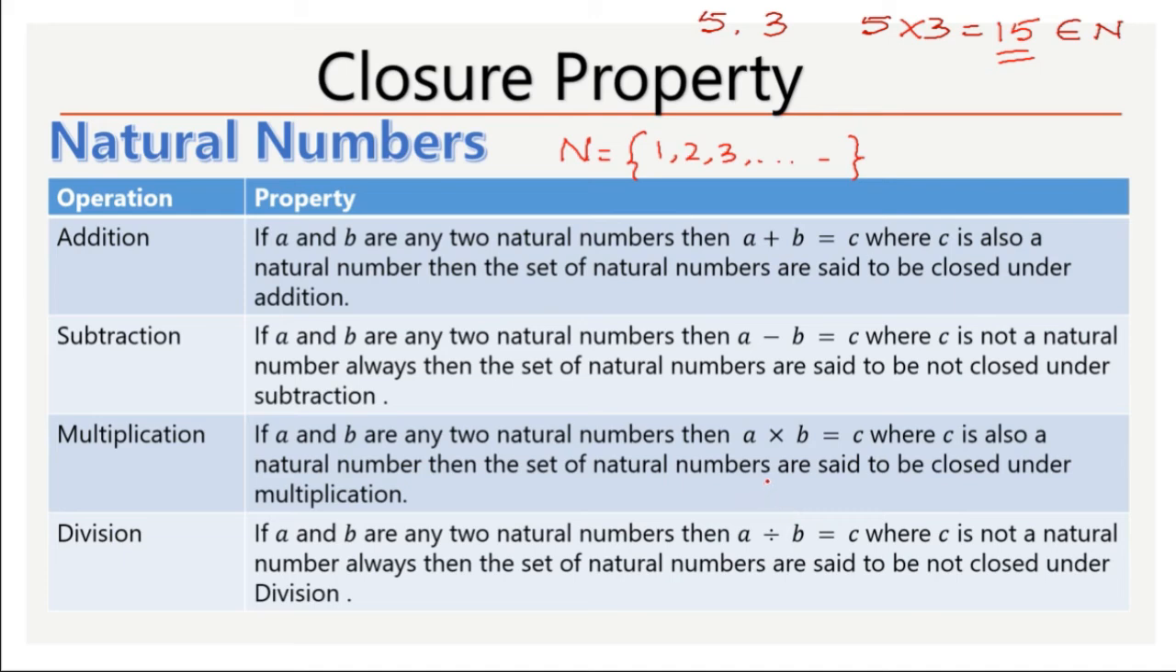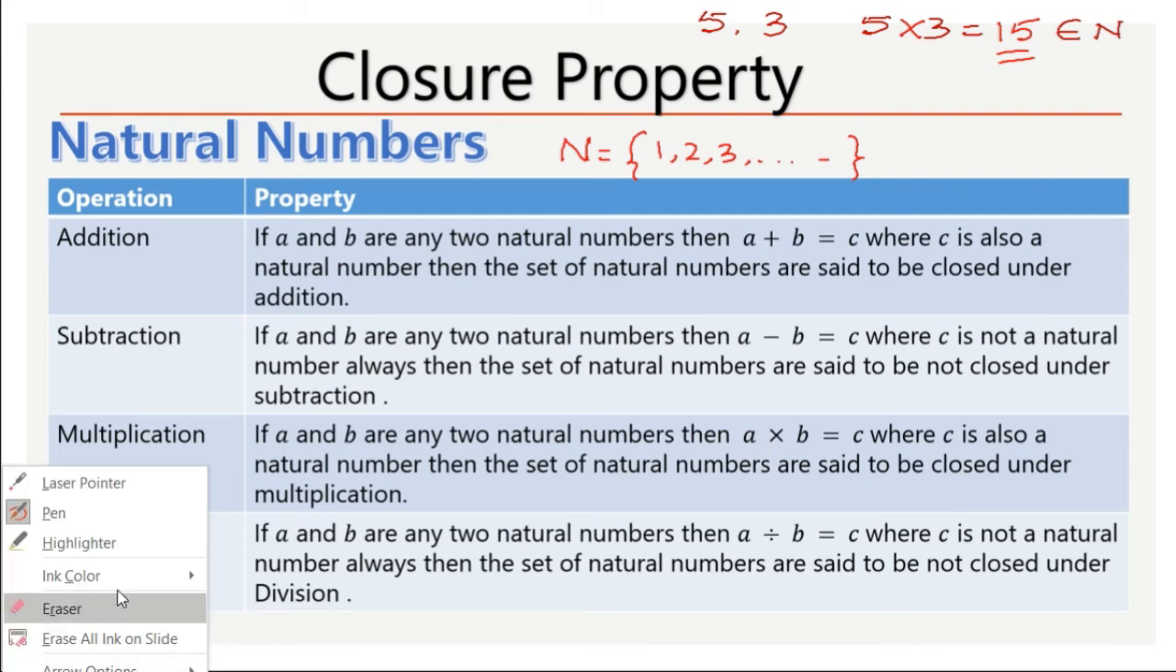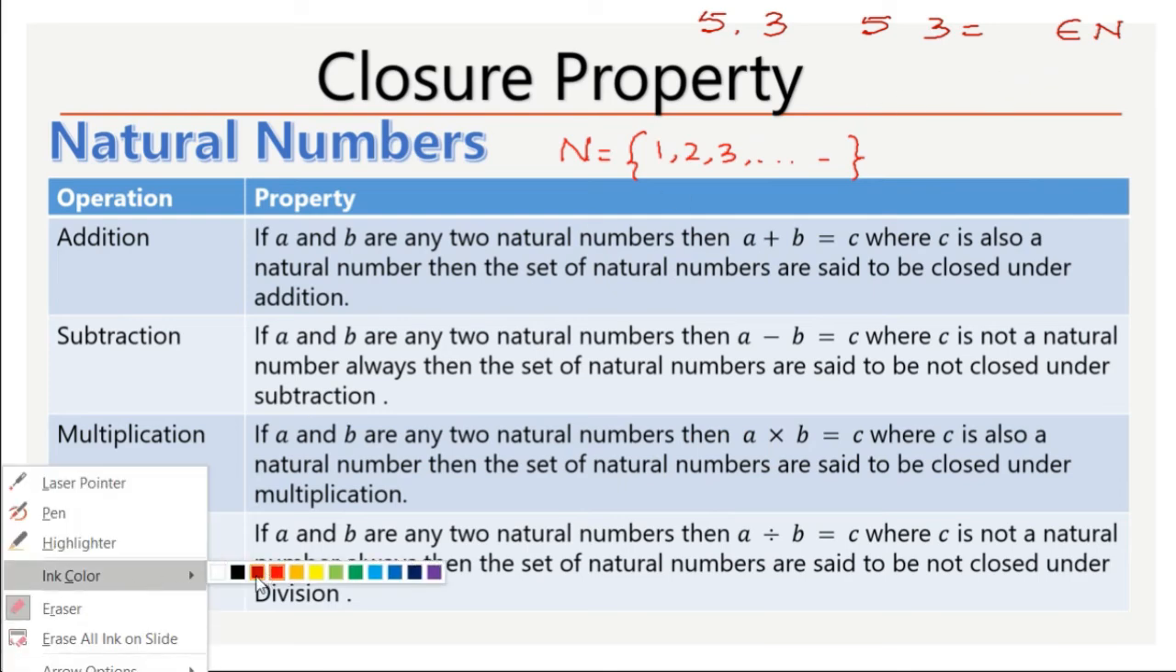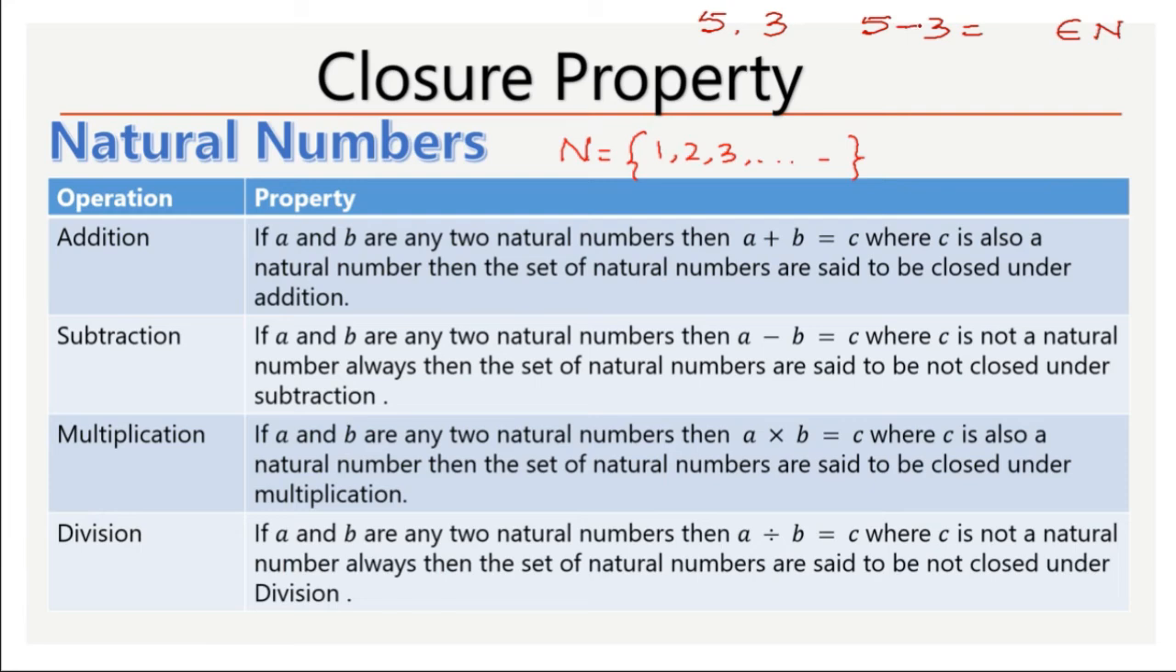Look at another operation, say division. If I consider divided by, when 5 is divided by 3, we get 5 by 3, which is not present in the set of natural numbers. When I consider 10 divided by 2, no doubt 5 is present in the set of natural numbers, but then we have to see this particular thing always.